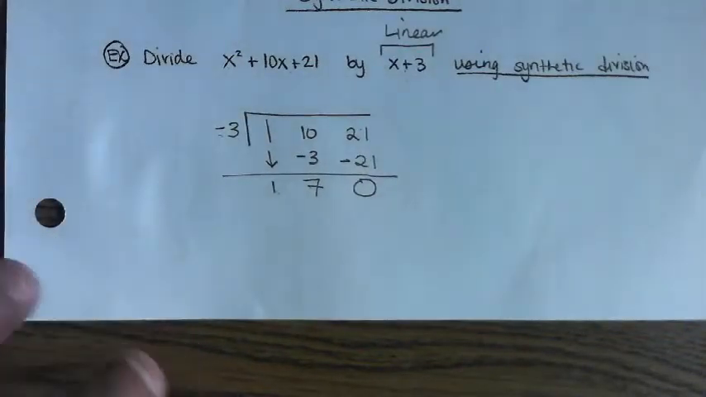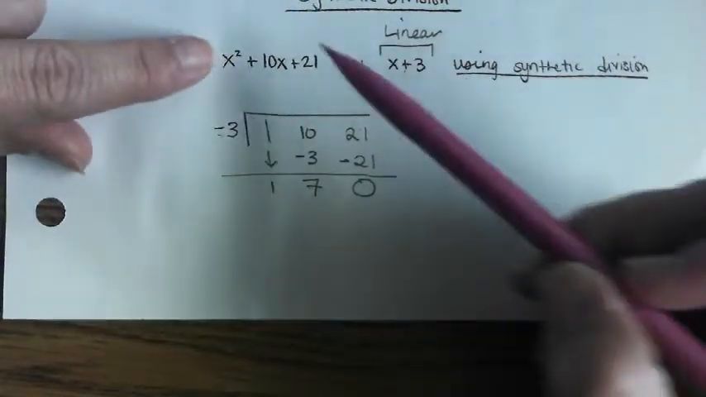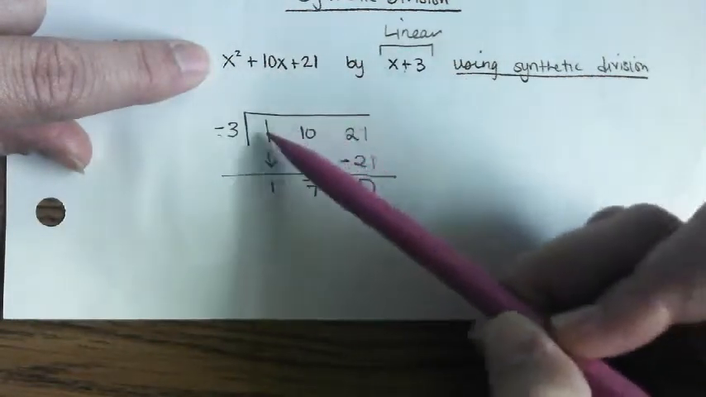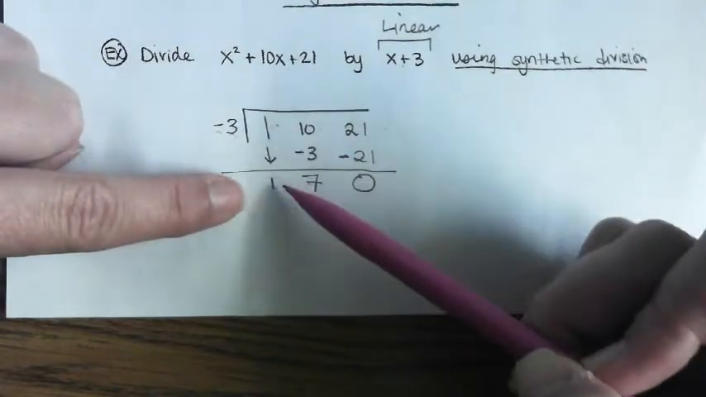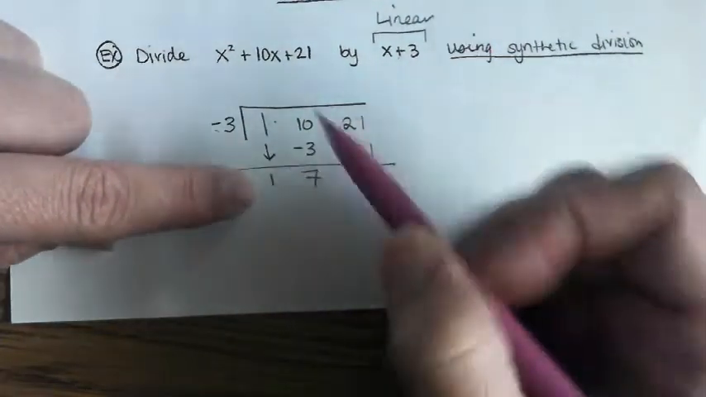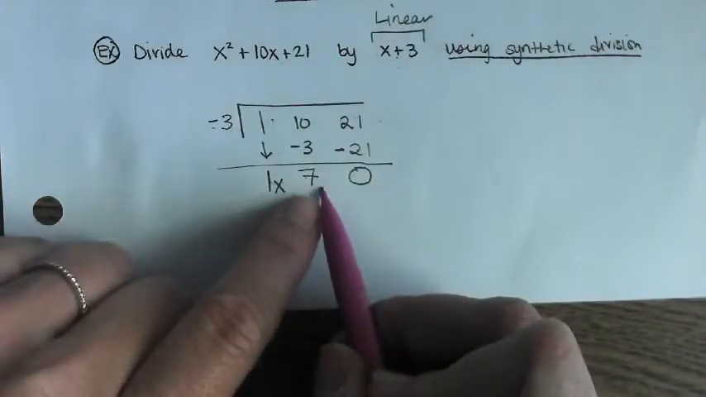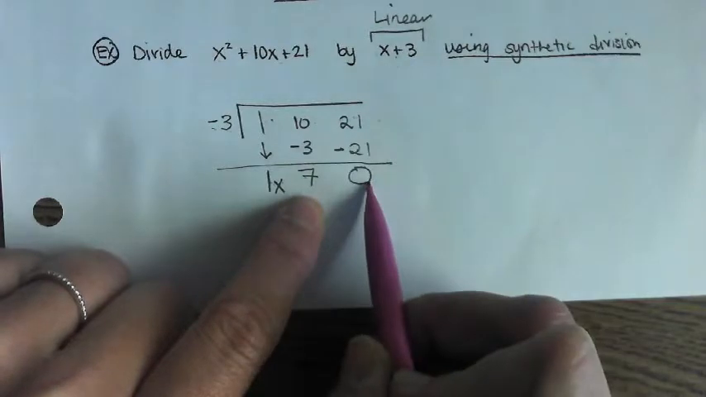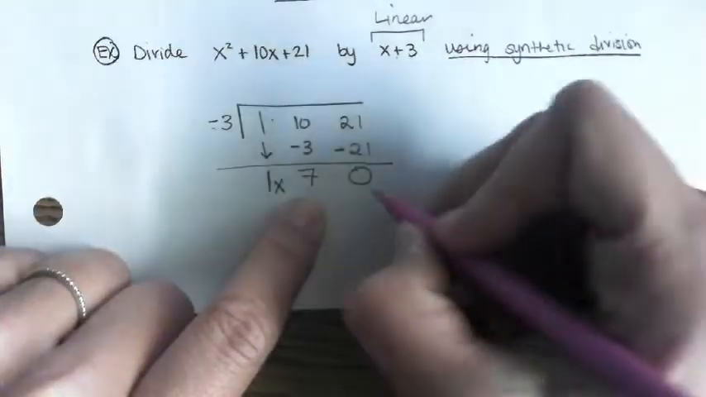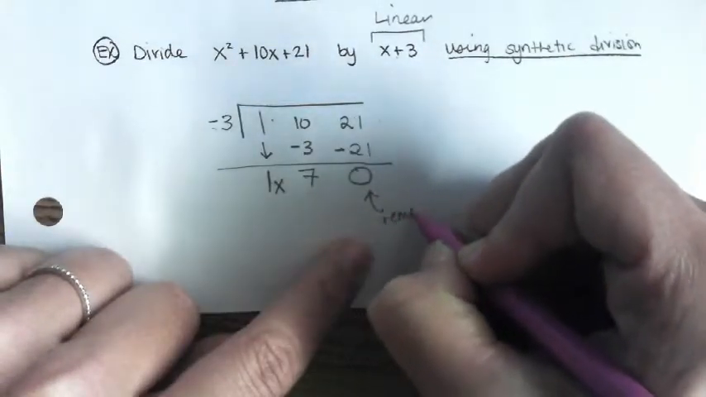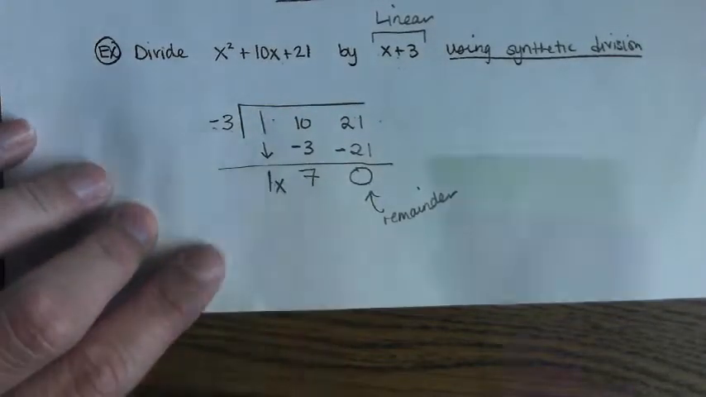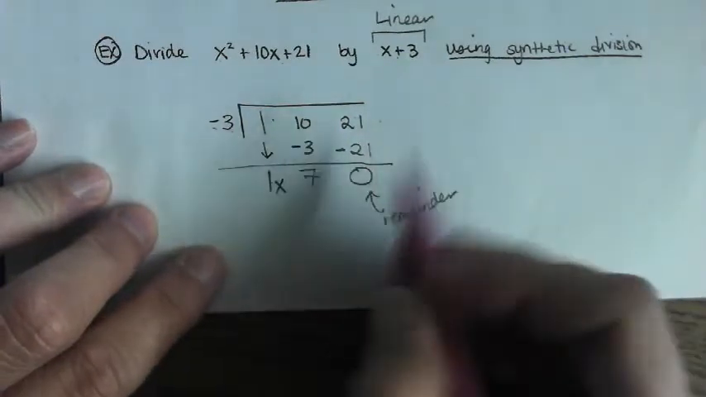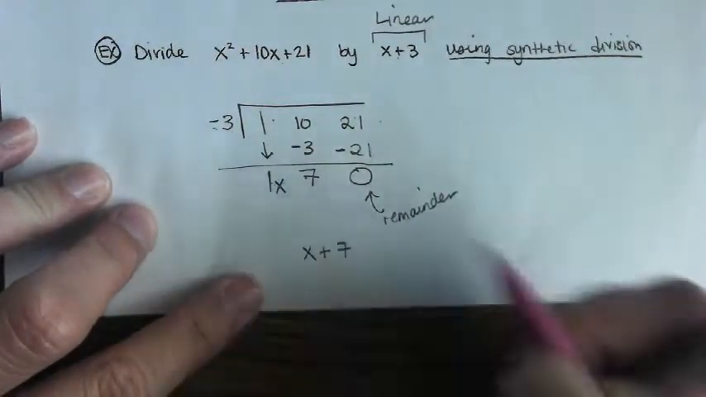Okay? So how is that our answer? So if it started as an x squared polynomial as your dividend with a degree of 2, then when you get down here, this is always 1 degree less. So this is your x term, and then this is your constant, and this is your remainder. Okay? The last number is always your remainder. And then our answer is, you just insert your signs. This is a positive 7, so your answer is just x plus 7.